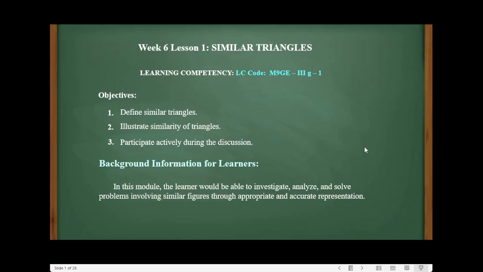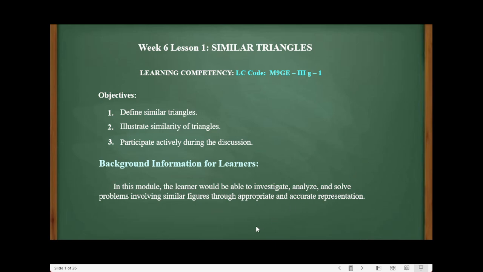Hello everyone, this is again your junior high school math teacher, and for our lesson in Mathematics 9, I'll discuss similar triangles. Now this is the 6th week, lesson number 1. After watching the video, you should be able to define similar triangles as well as illustrate similarity of triangles.